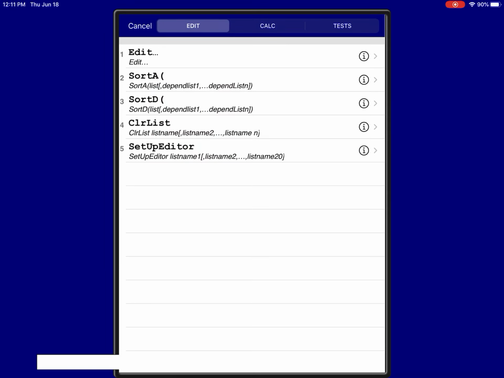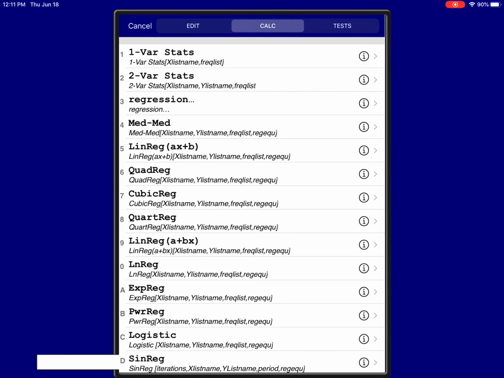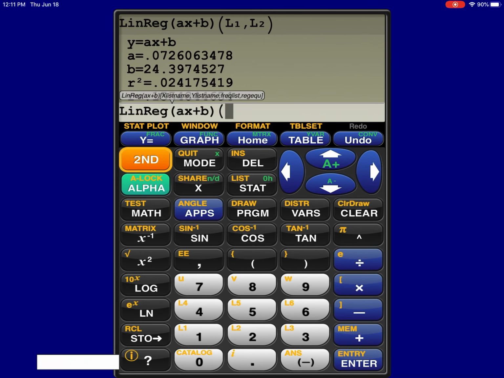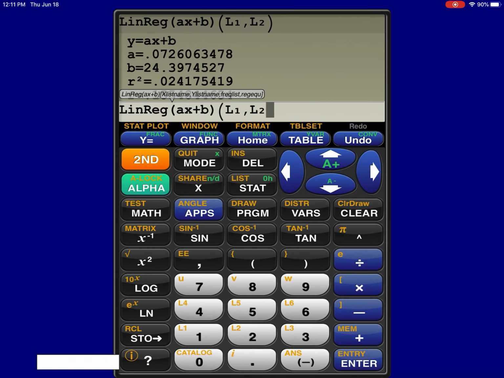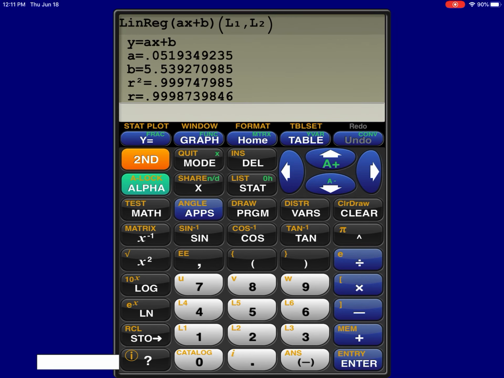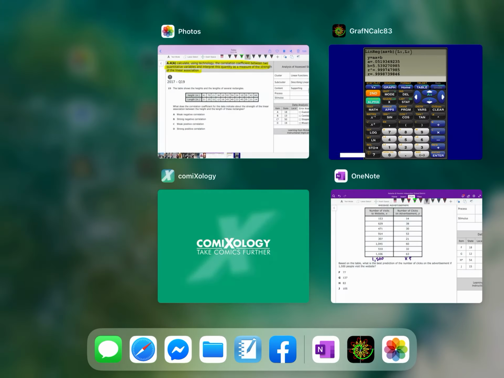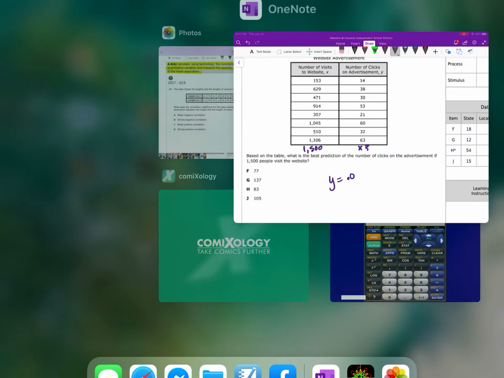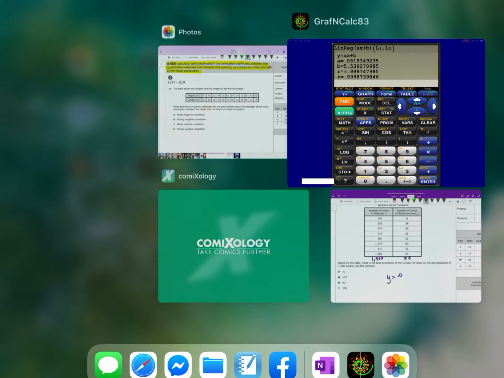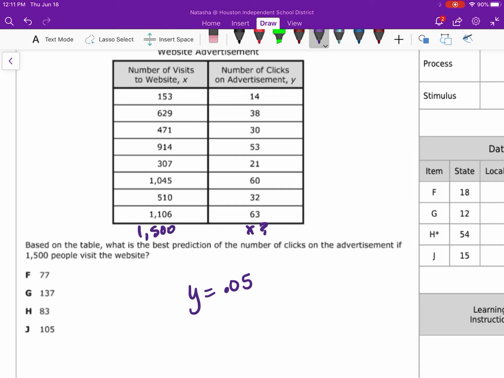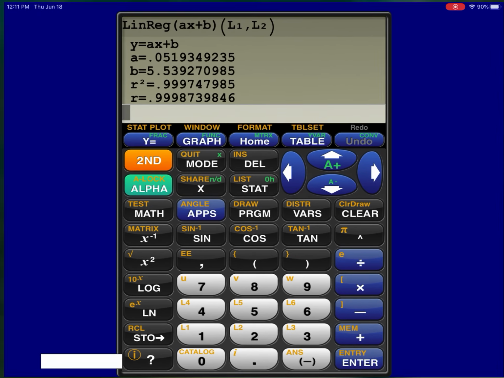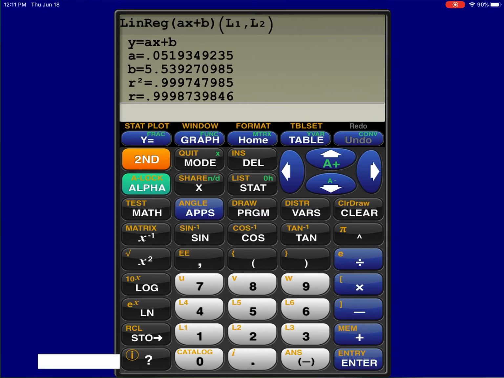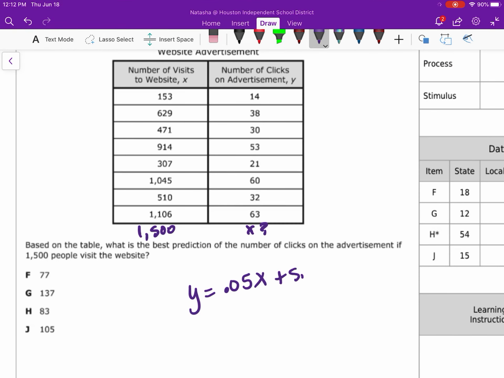Okay, now I'm going to go back to Stat, go to Calc, number 5, Linear Regression. I'm going to put in my L1 and my L2, and enter. Okay, so that gives me my equation. My a value is 0.051. I'm going to write my equation, because you need to write your equation. Y is equal to 0.05x, then my y-intercept, which is 5.5, so plus 5.5. So I've written my equation.